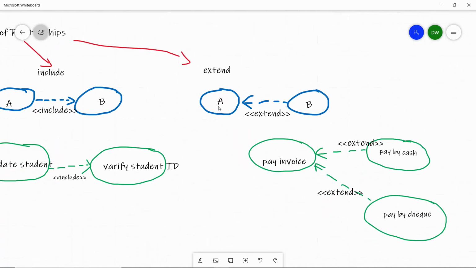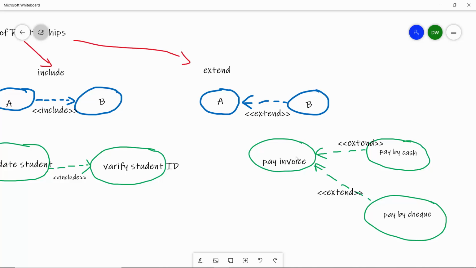Here we talk about optional behaviors, right? So it is not compulsory to use B. Another option for A will be included in B, right? For an example, here I have taken pay invoice, and here we have pay by cash option and pay by check option. So it is not compulsory to select pay by cash or pay by check. You can use both, or you can use any of this pay by cash or pay by check option. So these are optional things. So whenever you have optional tasks to do, at that moment you will use extend relationship.